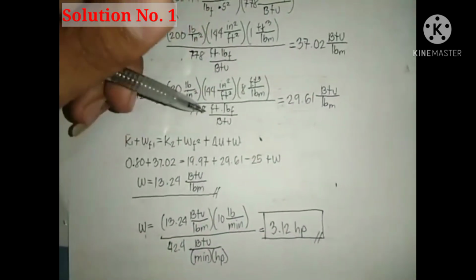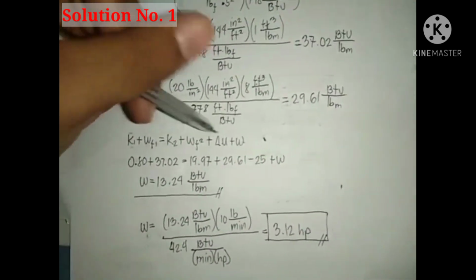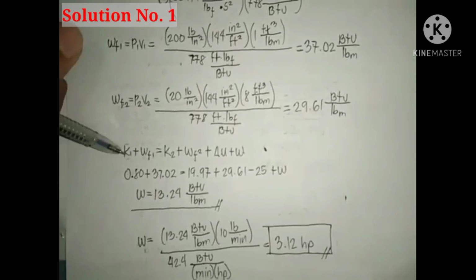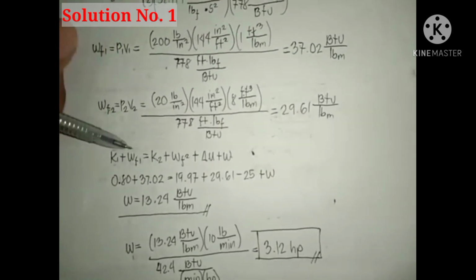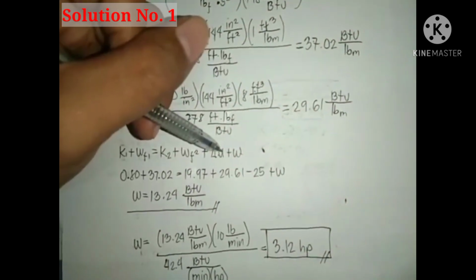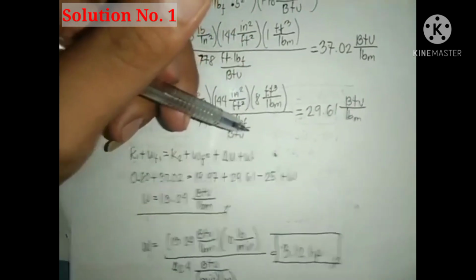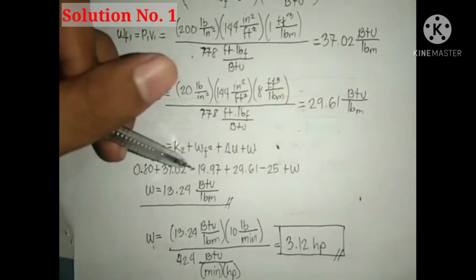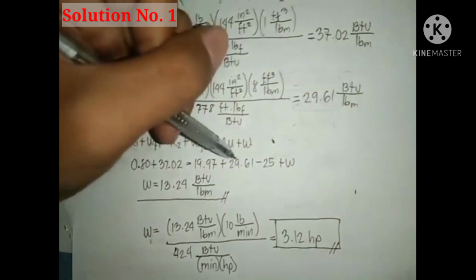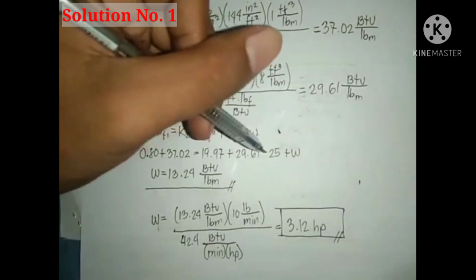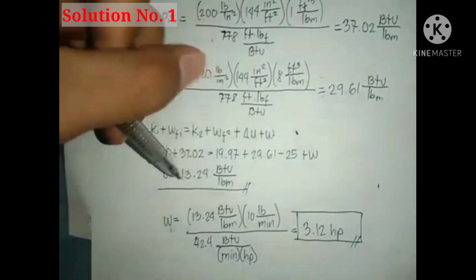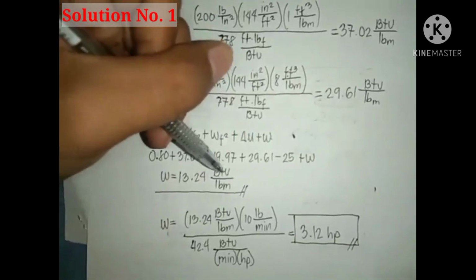Now, we can find the work. To find the work, we use this formula: K1 plus workflow 1 is equal to K2 plus workflow 2 plus change in internal energy plus work. 0.80 plus 37.2 is equal to 19.97 plus 29.61 minus 25 plus work. Work is equal to 13.24 BTU per lbm.